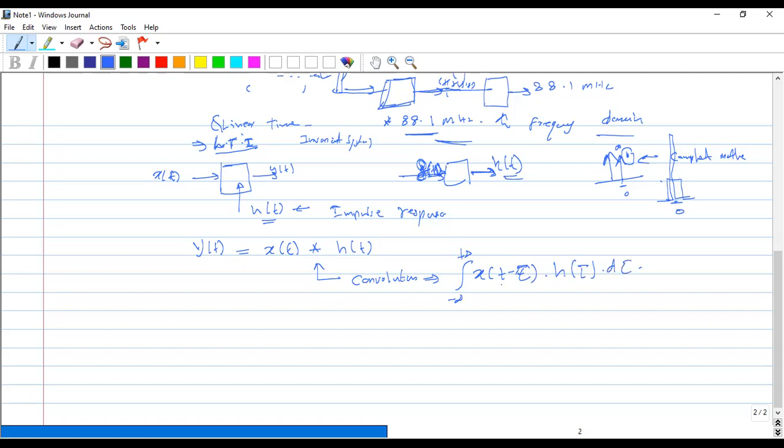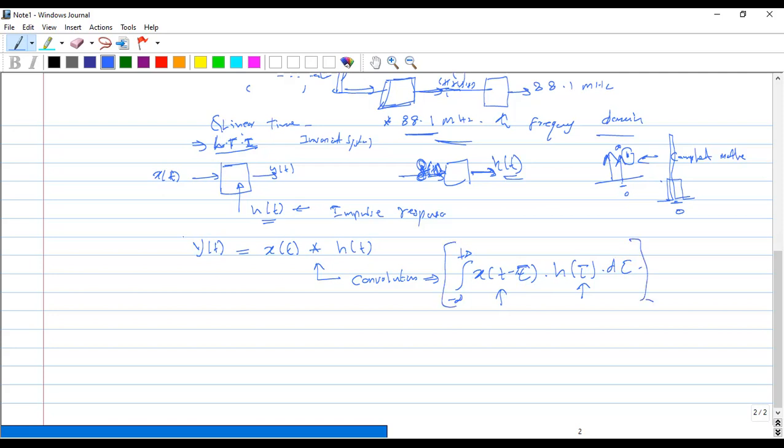Actually this is not a normal integral, because there are two variables, tau and t. You have to consider the whole range of tau and t, so it is somewhat hard to do this convolution.